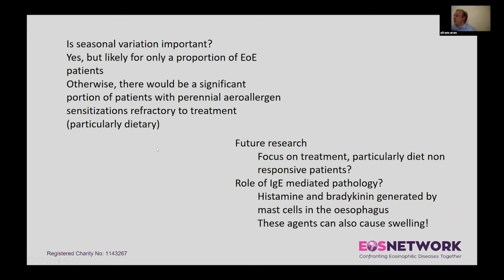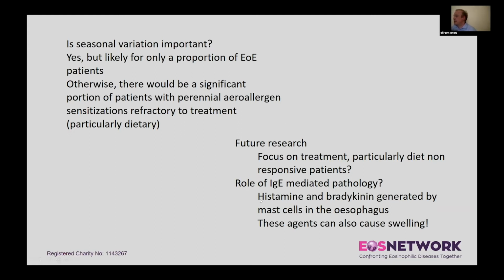And if you look at a lot of the publications, they're focusing on eosinophilic inflammation, but what about IgE mediated inflammation? So these patients are inhaling pollen, swallowing it, they've got these IgE antibodies to pollen, there are mast cells in the esophagus. So could it actually be that the mast cells are causing swelling on top of the eosinophilic swelling that's exacerbating their dysphagia?